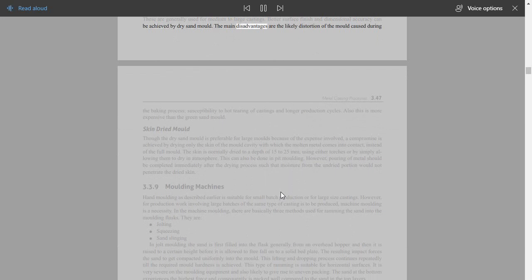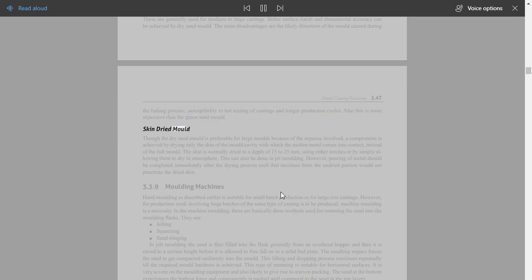The main disadvantages are the likely distortion of the mold caused during the baking process, susceptibility to hot tearing of castings, and longer production cycles. Also this is more expensive than the green sand mold.